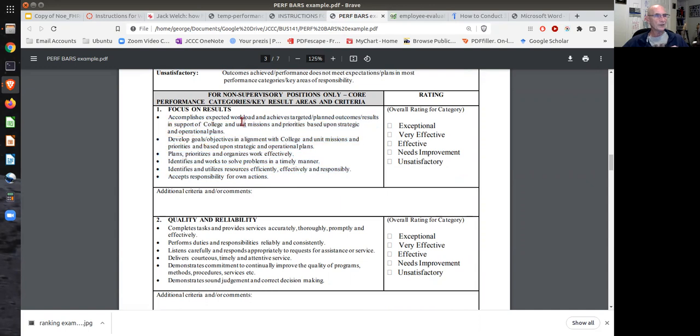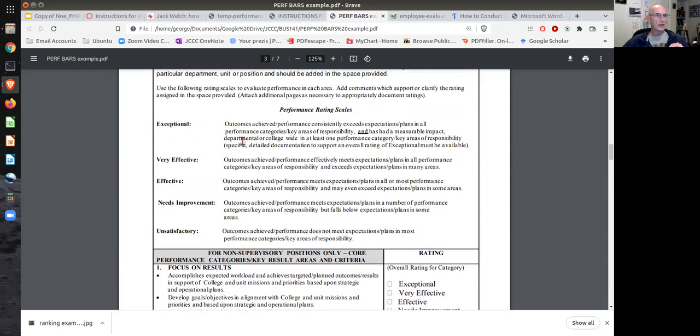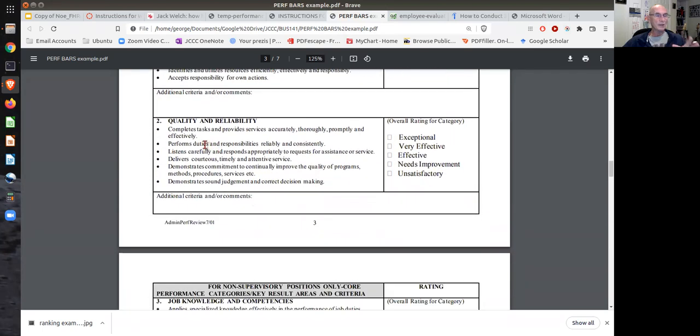So for example, accomplishes expected workload and achieves targeted planned outcomes and results in support of the college. Okay. Plans, prioritizes, and organizes work effectively. Okay. And so it gives you some of these behaviors that are necessary. Then what you can do is rate those folks based on the definitions up here. So this is a little bit better as far as I'm concerned, because it does get into the behaviors. People can know more about what they're supposed to do.